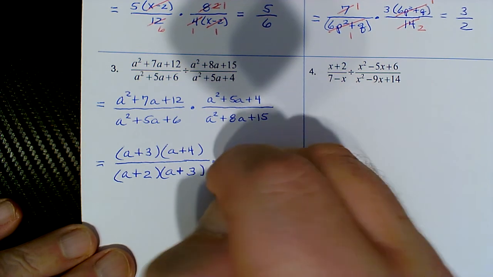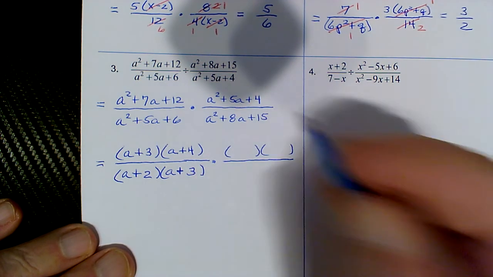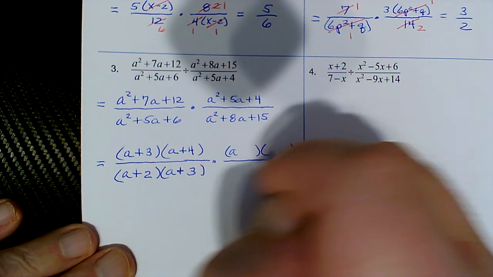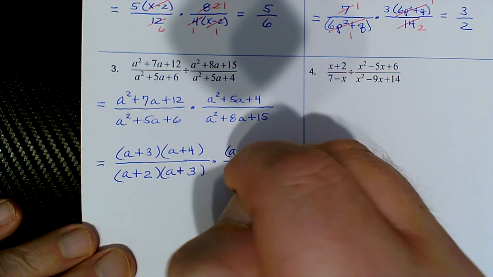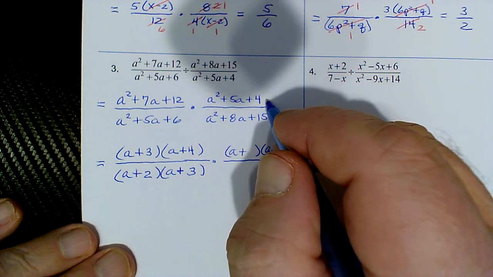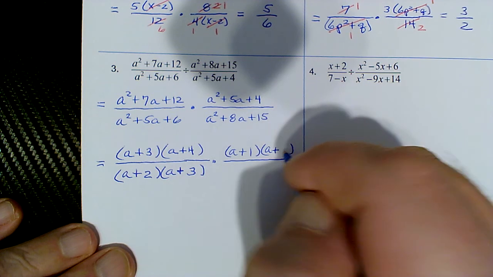And again, if you have to go to scrap paper, that's fine. Okay, for the numerator of the second fraction, again, an a and an a, plus and a plus. Looks like two numbers that multiply to give us 4 and add to give us 5 would be a 1 and a 4.